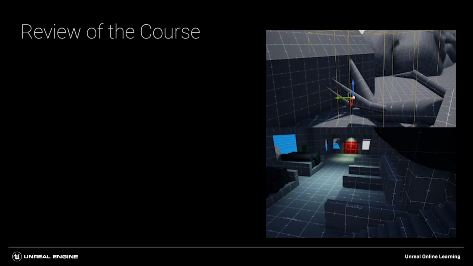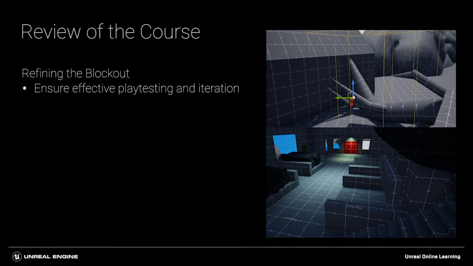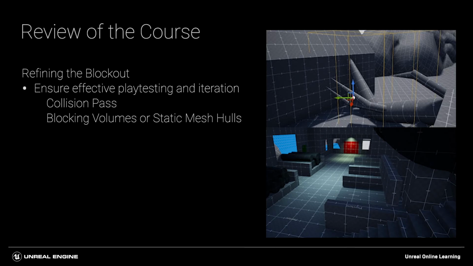With the level design geometry largely done at this point, we looked at ways to refine the blockout. The first way to refine the blockout we looked at was to ensure effective playtesting and iteration. This was done through a collision pass, which we added through blocking volumes or static mesh holes.